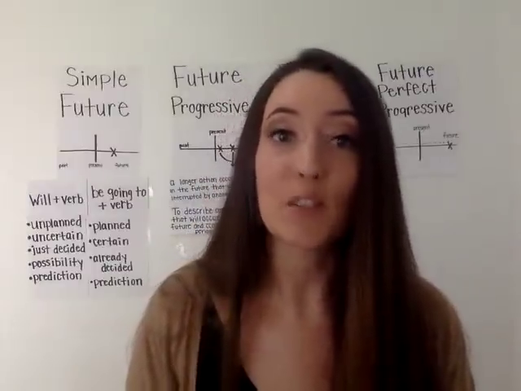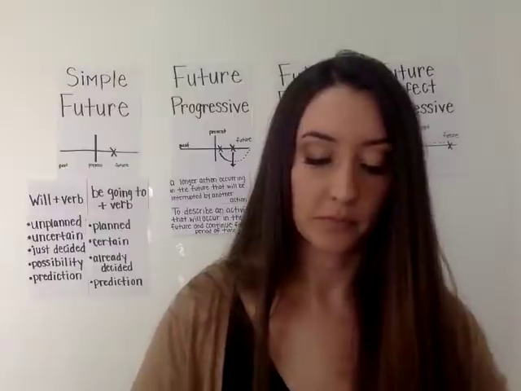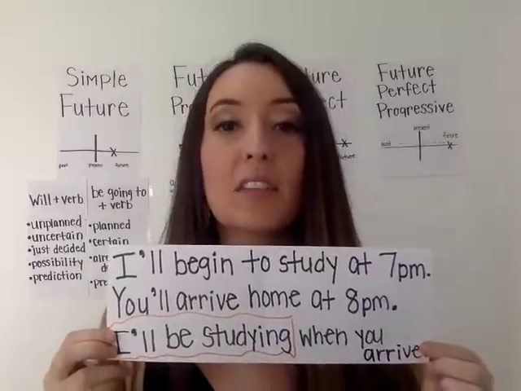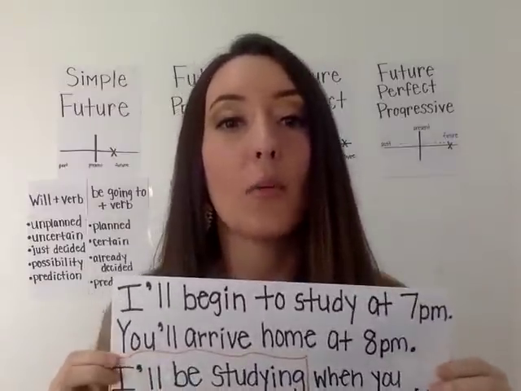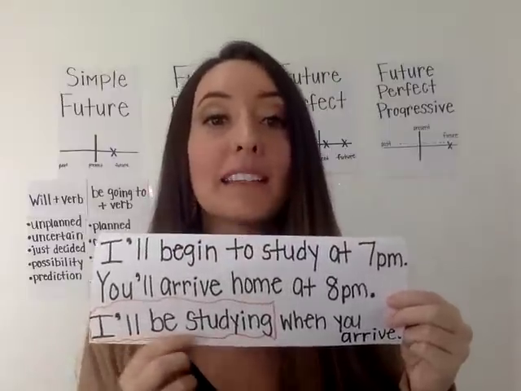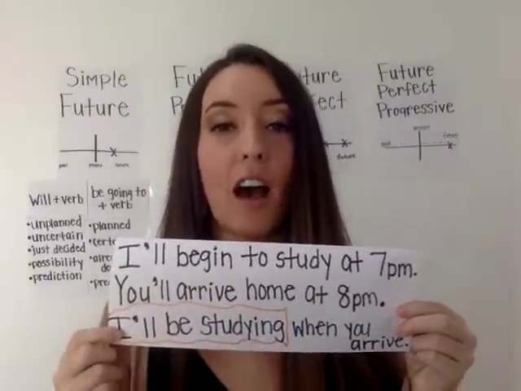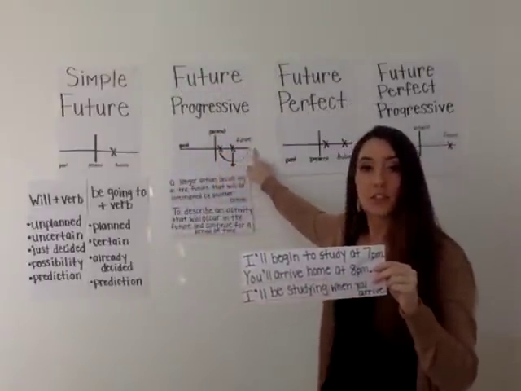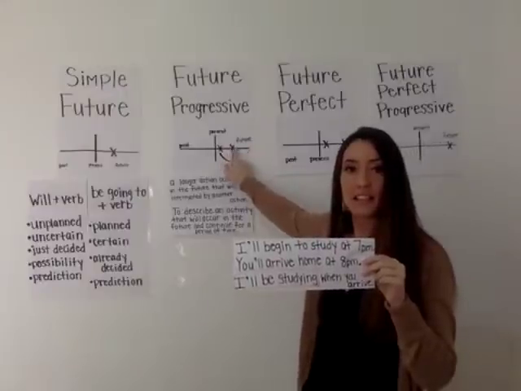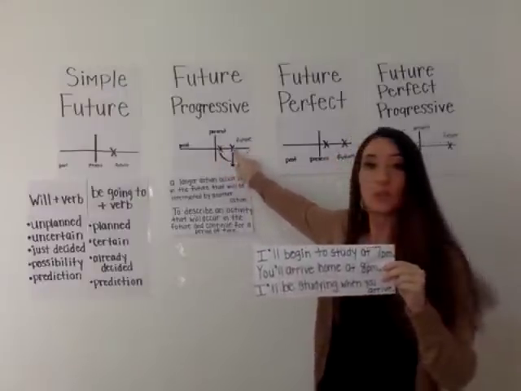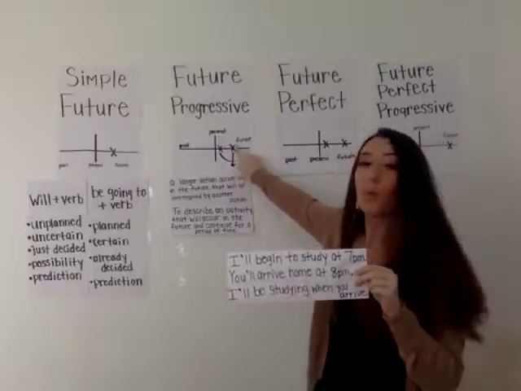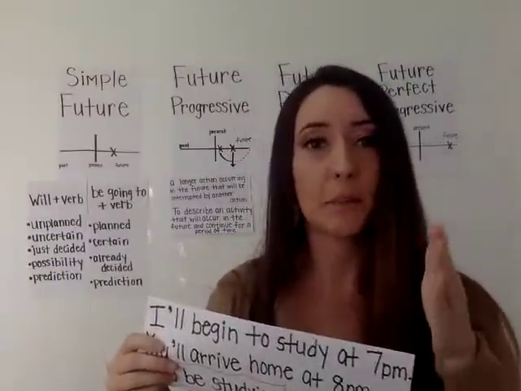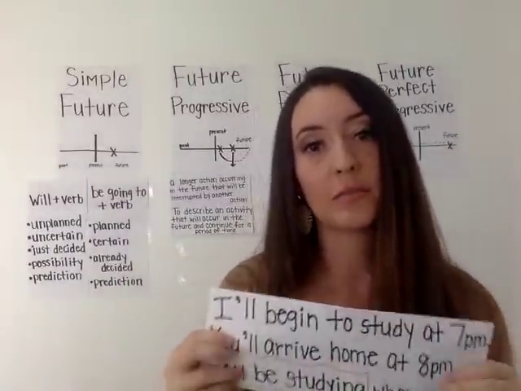So I'm going to give you a situation and show you an example. I'll begin to study at 7 p.m. You'll arrive home at 8 p.m. I'll be studying when you arrive. You can see on our chart, this is our future tense. I'll begin studying at 7 p.m. here. You arrive home at 8 p.m. When you arrive home, I will be studying. It's an action that's being interrupted by another action, but continuing in the future.